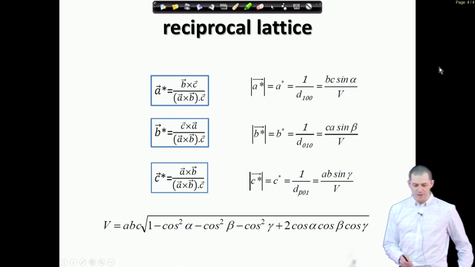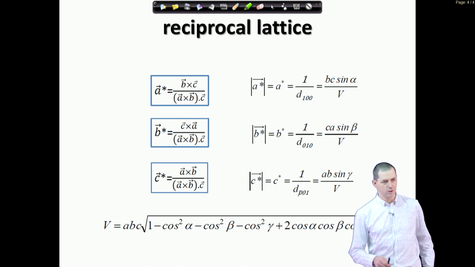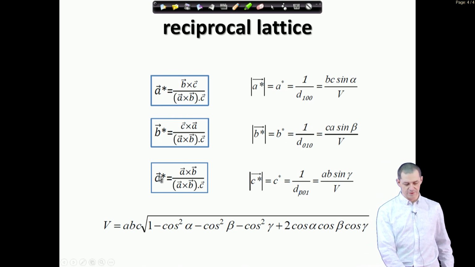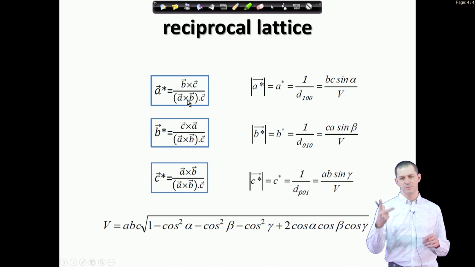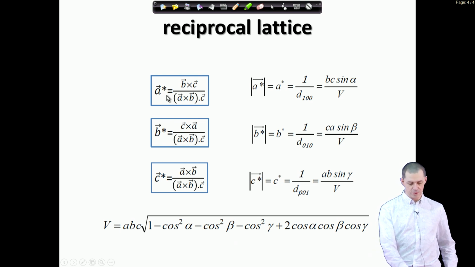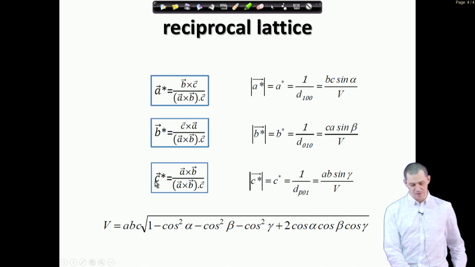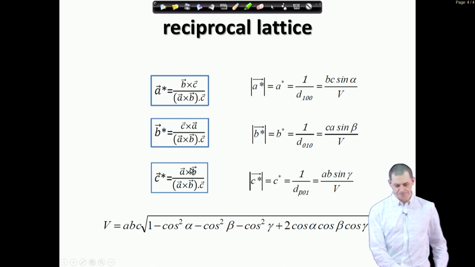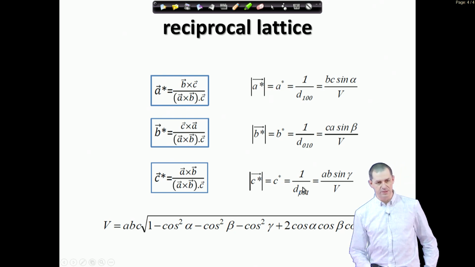And expressed mathematically, these are the formulas to obtain the reciprocal lattice vectors from the direct vectors. So you take the vector product of the 2 complementary direct vectors, and you divide it by this expression, which actually means the volume of the parallelepiped spanned by A, B, and C, and you obtain the vector A star. So by definition, A star is perpendicular to B and perpendicular to C. B star is perpendicular to C and A, and C star is perpendicular to A and B. And the length of the reciprocal lattice vectors is given by the reciprocal of the corresponding lattice spacings.